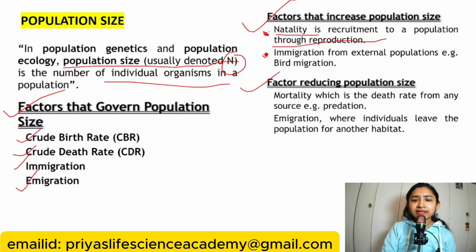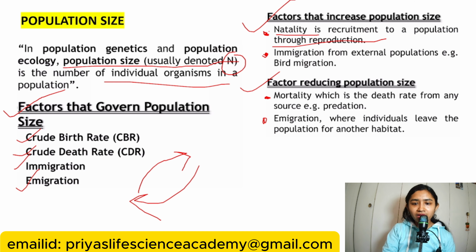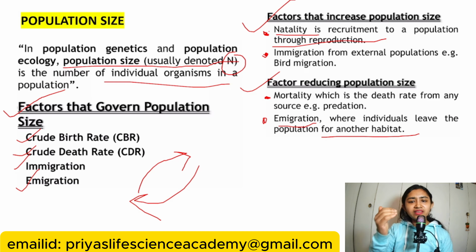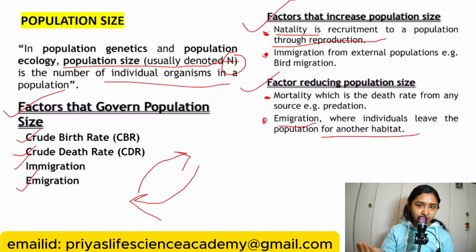Now, what are the factors which reduce the population size? Yes, you guessed right, mortality, that is death. Mortality, which is the death rate from any source, for example predation. Yes, especially in the animal world, there is a high chance of predation. After predation, the population size can decrease. And yes, just like immigration, emigration can also happen. From the outside, some individuals can come, that is immigration, and from the group some individuals can go out, that is known as emigration. So emigration can happen where individuals leave the population for another habitat. So these are the factors which may affect the size of the population.